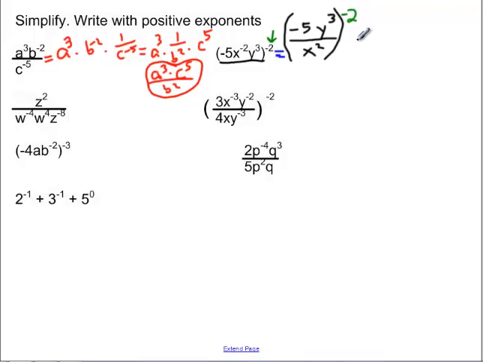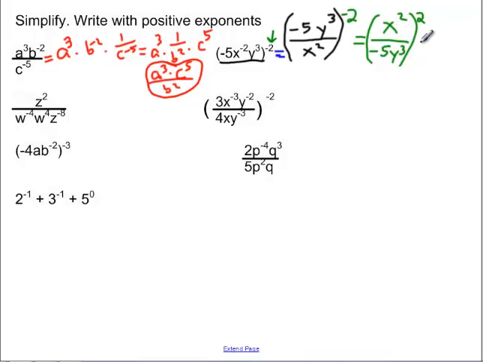So now let's use our definition of negative 2 power. If we take our base and write it as a reciprocal, the reciprocal of negative 5y cubed over x squared is x squared over negative 5y cubed. There's my reciprocal, and now if I write my base as the reciprocal, then I can write my negative 2 exponent as a positive 2. So there's a positive 2, and now we've got a simpler version of what we had before.